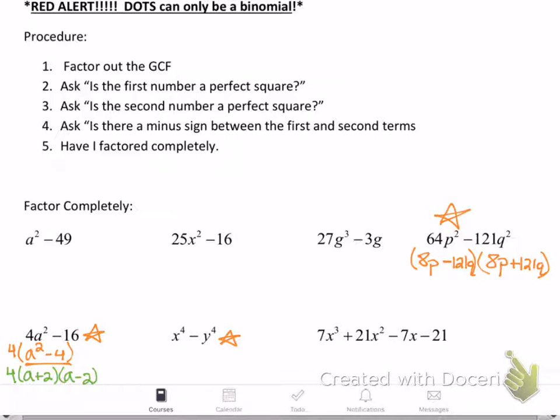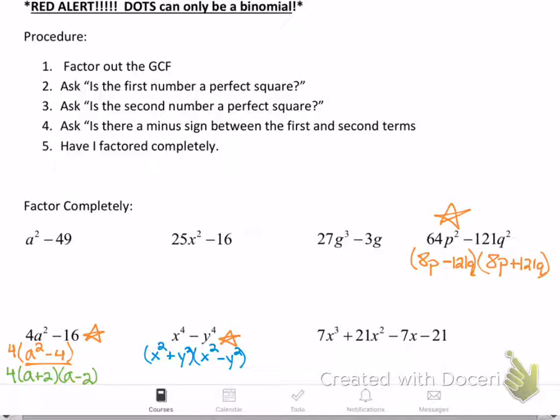Next, x to the 4th minus y to the 4th. This one is kind of a special one because we have the 4th power. x to the 4th is a perfect square because that can be split into x squared and x squared, and y to the 4th into y squared and y squared. One of them is going to have to be a plus, one of them has to be a minus.